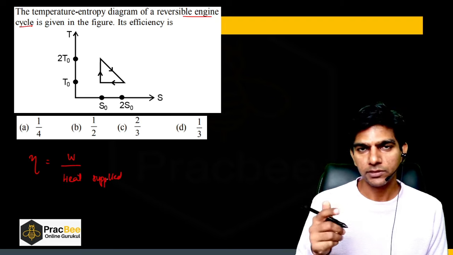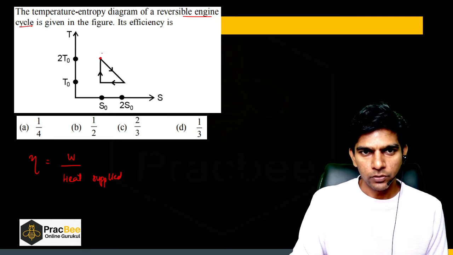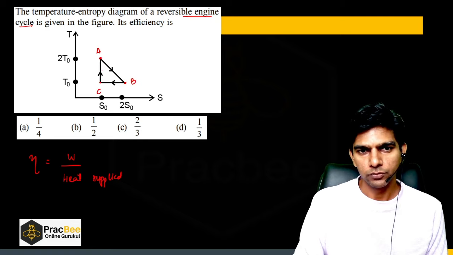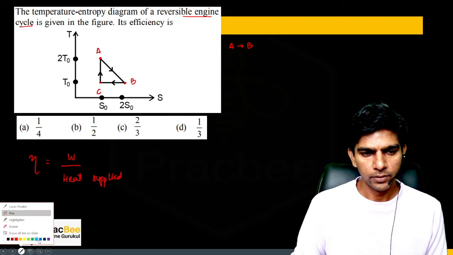And only those processes in which heat is being given to the system. Now, let me call this as A. This process A to B, then B to C, and C to A. There are three processes. Now, in the process A to B, can we find the area under the graph? Yes, it can. We can easily find that.